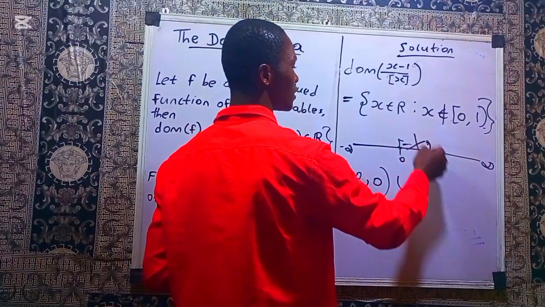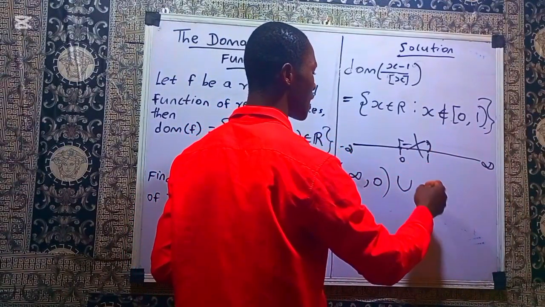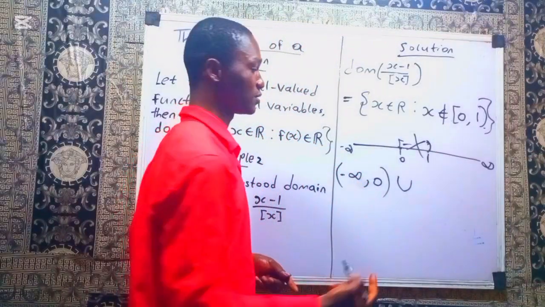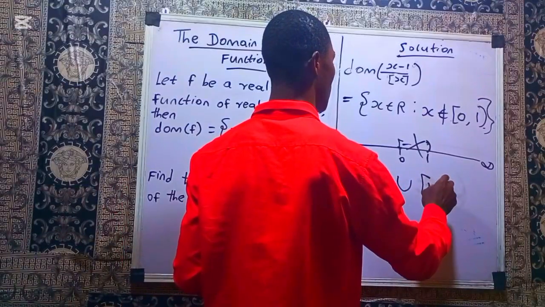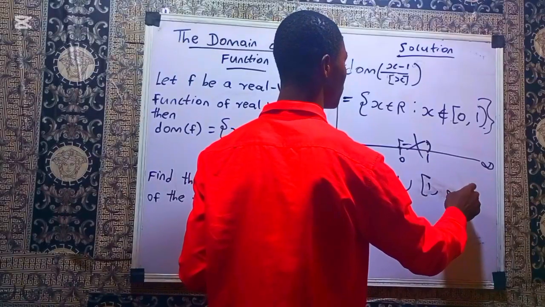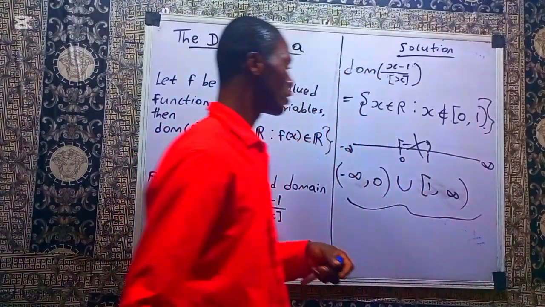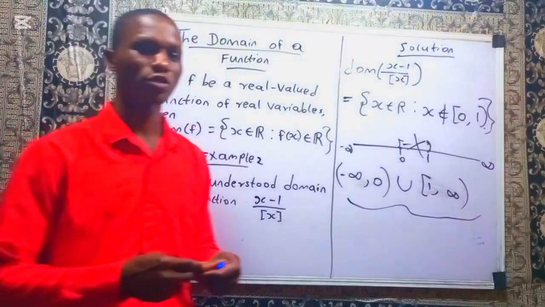We have removed this part. Coming this side, 1 is part of the domain. You use close bracket for 1, comma, then positive infinity, use open bracket. So this gives you the domain of this function.